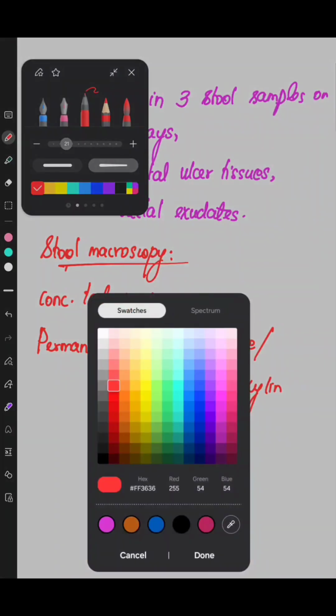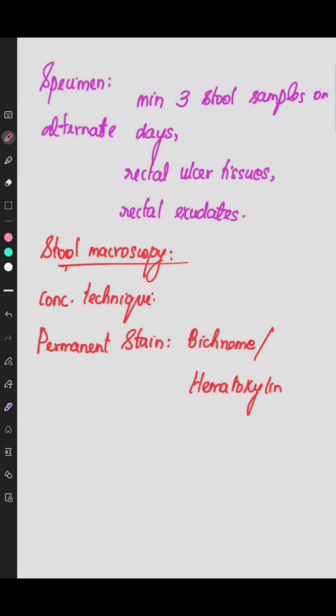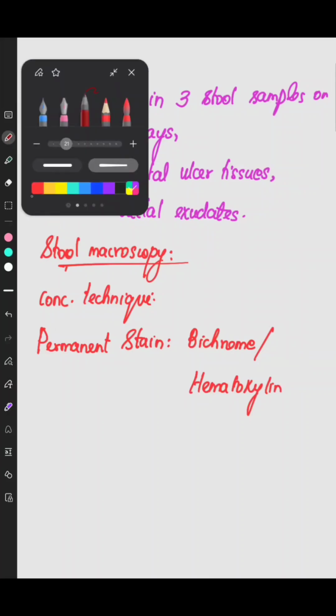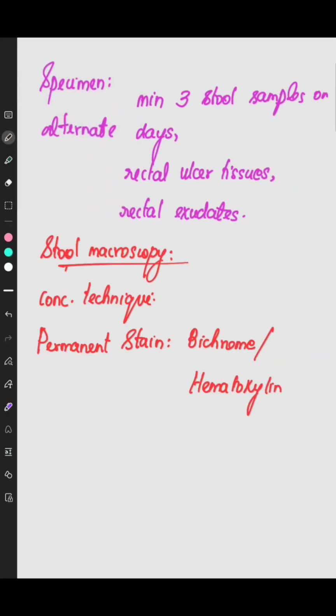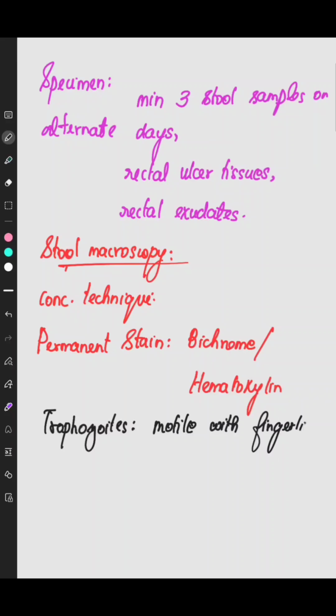Now we are going to demonstrate the trophozoites. You can see trophozoites in the freshly passed stool. Demonstration of trophozoites is considered the gold standard microscopic test for active infection. They are motile with finger-like pseudopodia. And then hematophagous trophozoites, you can see RBC in their cytoplasm. And the nucleus of the trophozoites will have a cartwheel appearance.